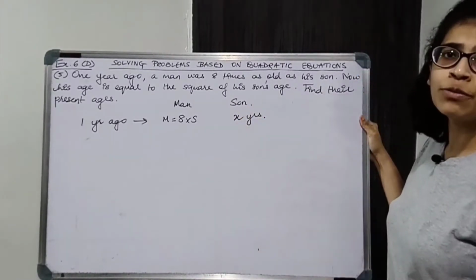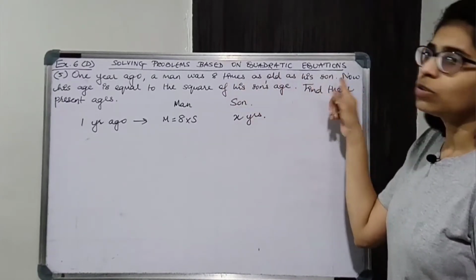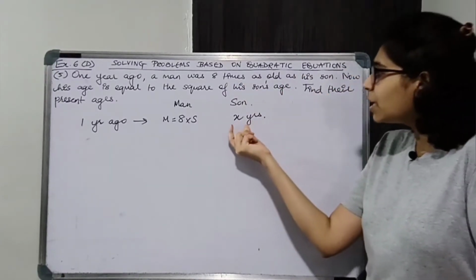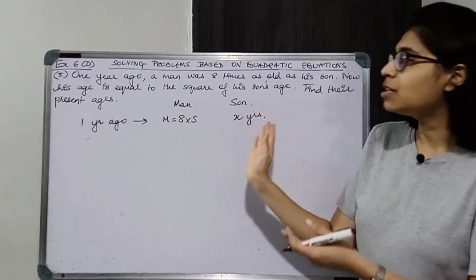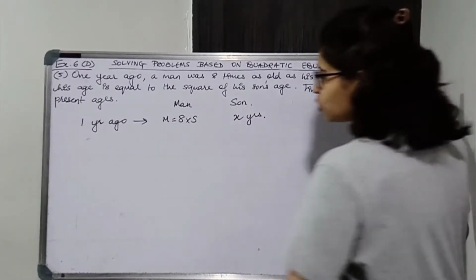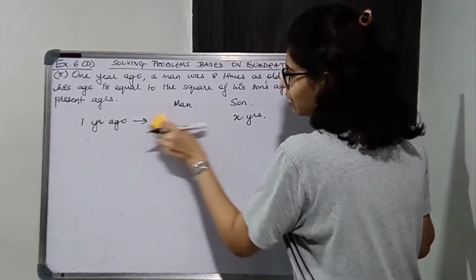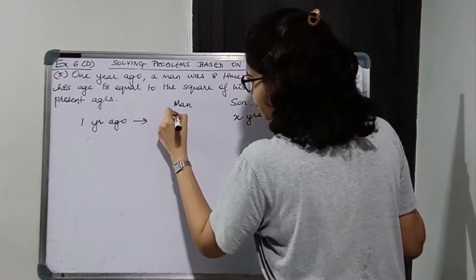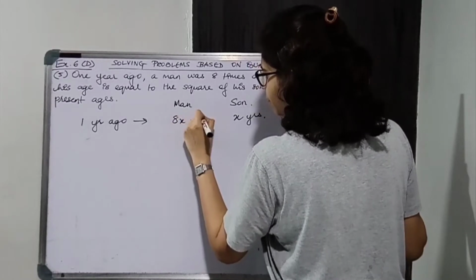What will be the age of the man? 8 times as old as his son. So if age of son is x years, his age will become 8x. 8 into x will give 8x. So age of man will be 8 into x. Right?